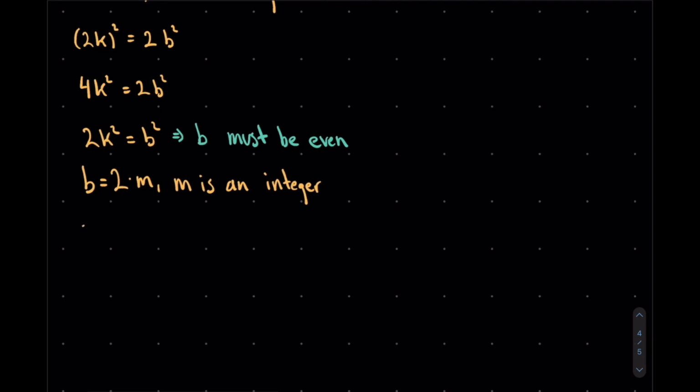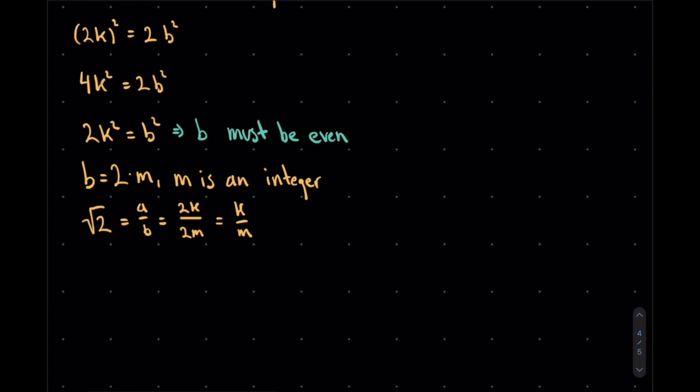We have root 2 is equal to a over b, which is, now we know a is 2k and b is 2m. However, notice that we have a common factor of 2, so we could cancel that out, and we have k over m. But wait a second.